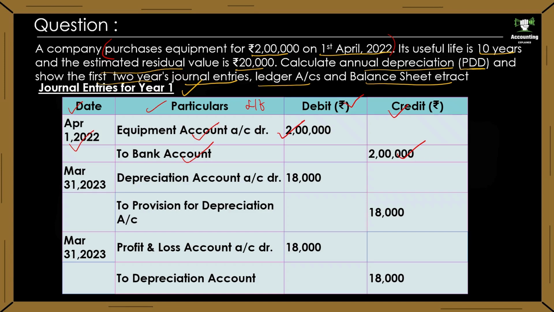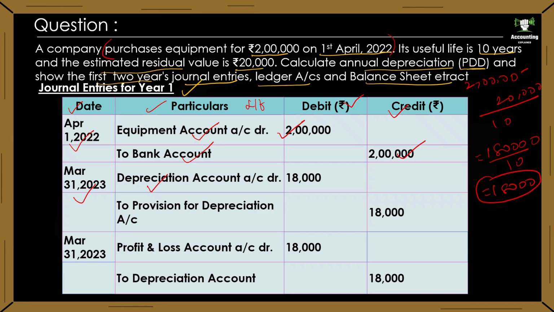It will be passed at the year end. So the year end is March 31, 2023. We all know depreciation is an expense. It is shown as an expense on the debit side of the P&L account, right? So all expenses should be debited. You debit the depreciation account. First year depreciation is original cost less residual value divided by useful life. That is 1,80,000 divided by 10, which is equal to 18,000, the annual depreciation. It will be debited 18,000.